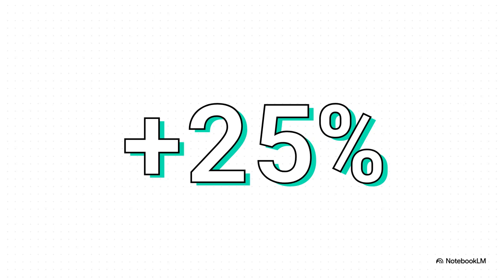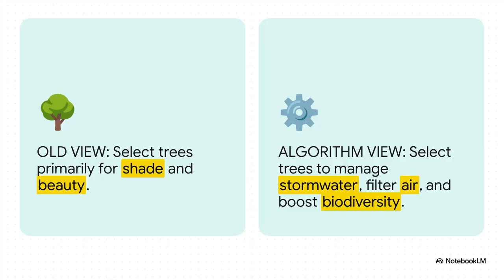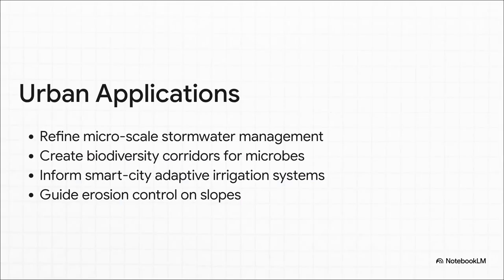How cool is that? So look, this is all fascinating science, but what does it actually mean for us? Why does understanding this algorithm matter in the real world? Well, it turns out it could fundamentally change how we design our cities and manage our ecosystems. This slide right here shows the huge shift in thinking perfectly. For decades, urban planners have picked trees based on how they look. Does it provide good shade or does it have pretty flowers? But the algorithm view says, hang on, we should be choosing them for their function. We could be selecting specific trees with specific bark textures to actively filter more air pollution or to better manage stormwater runoff.